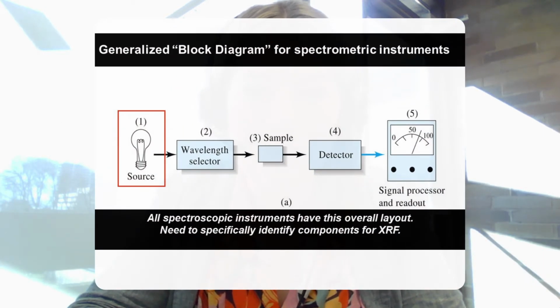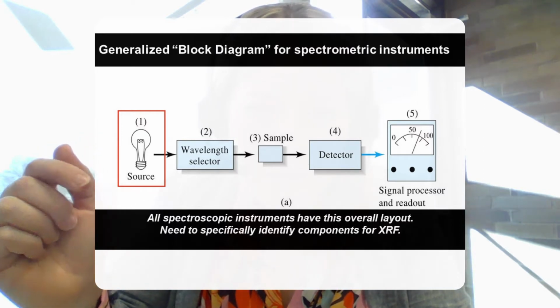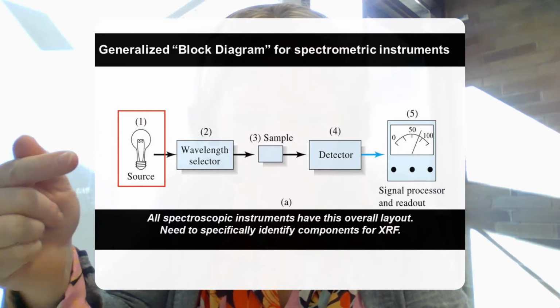This figure shows what is called a block diagram. It is a useful way to show how the components of an instrument are arranged. We will use this block diagram as a template and will elaborate on each of the 5 components for XRF. Let's begin by describing the source of X-rays.